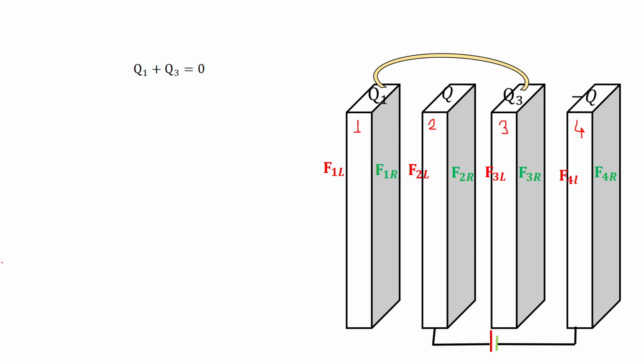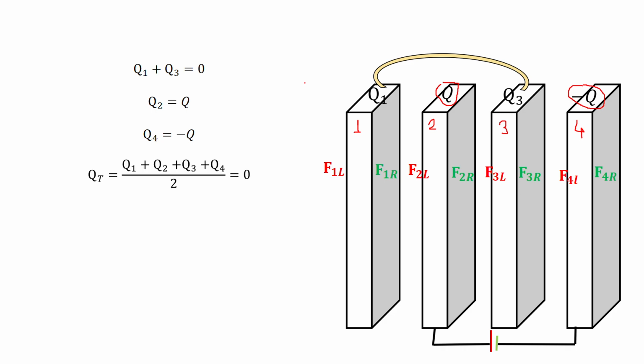Now this second plate is connected to the positive terminal of a battery, so it will have a charge of plus Q. And the fourth plate, which is connected to the negative terminal of the battery, will have a charge of minus Q. So we can say that Q2 equals Q and Q4 equals minus Q.